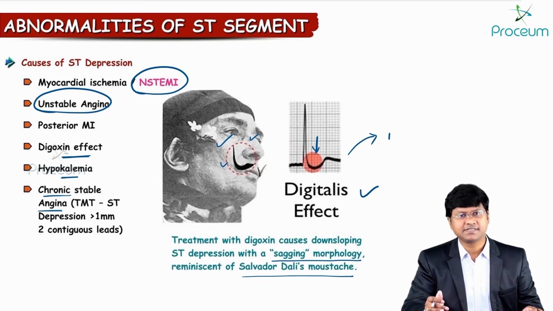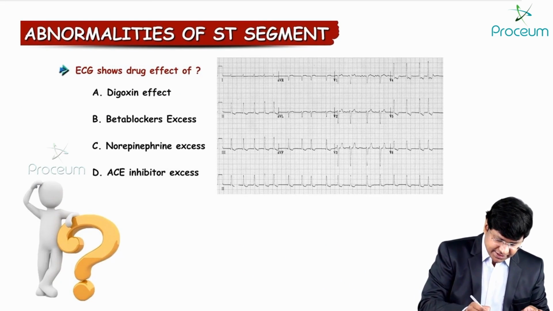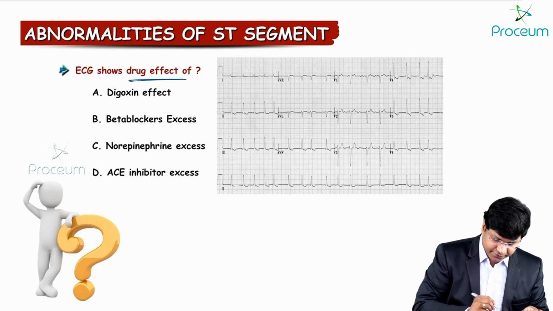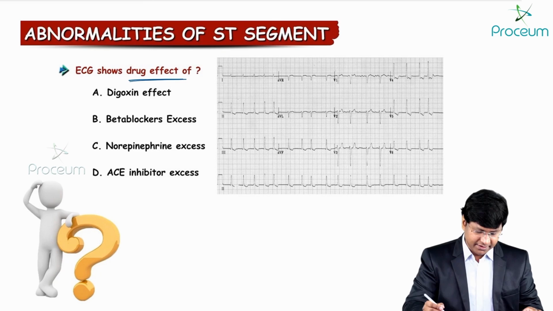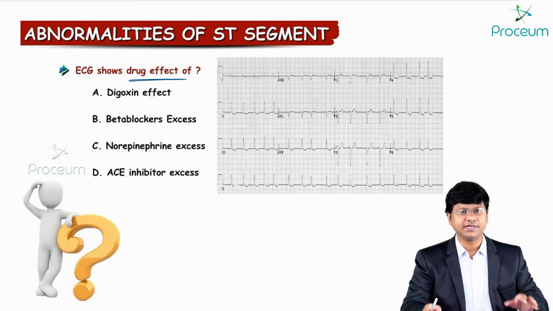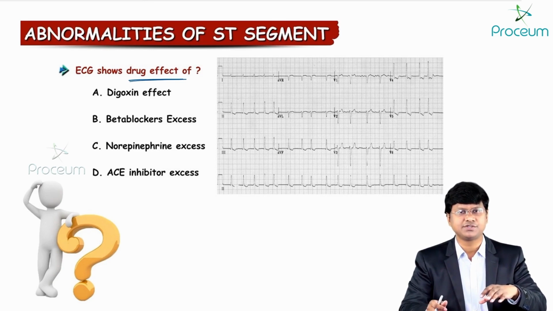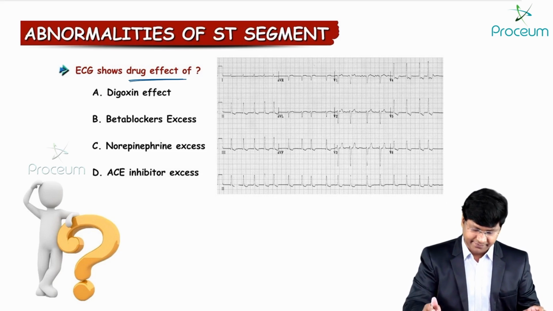Now we will take up some questions parallelly. You see this question. ECG shows the drug effect of: digoxin effect, beta blocker effect, norepinephrine excess, ACE inhibitor excess. So if you observe the ECG closely, because we are discussing the abnormalities of the ST segment, I will directly move on to the ST segment itself.